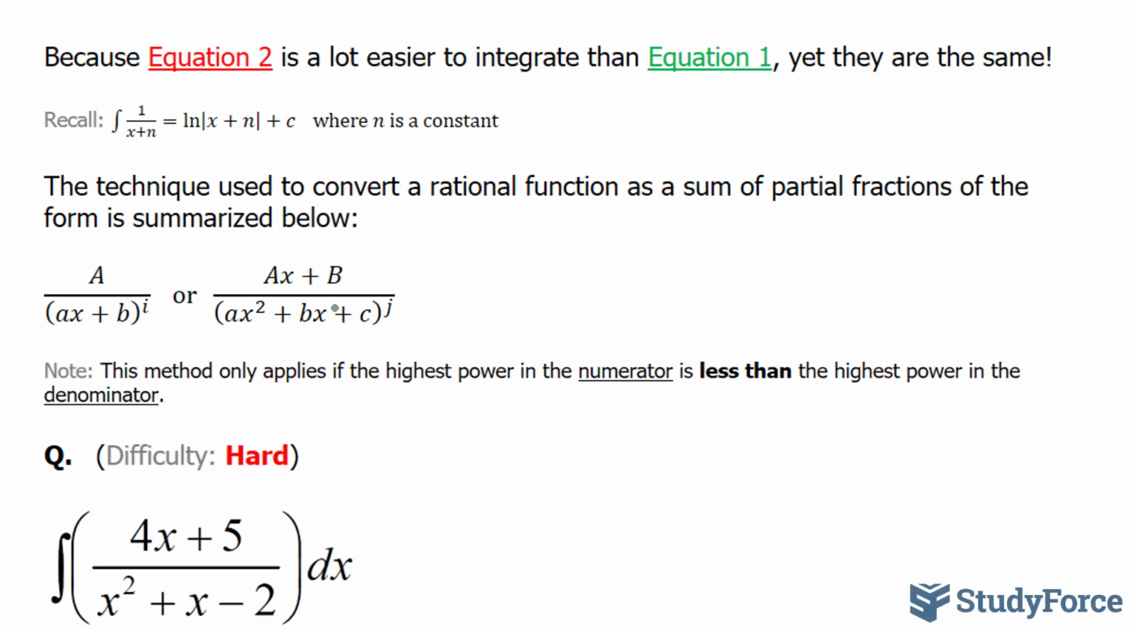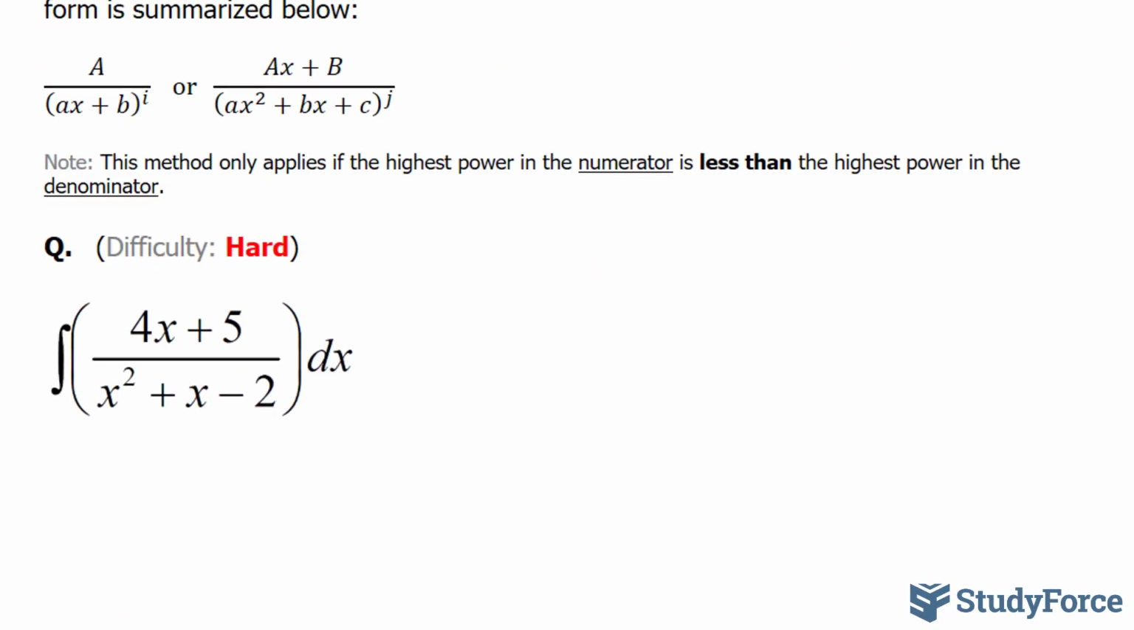This method only applies if the highest power in the numerator is less than the highest power in the denominator. So take a look at your function. Notice that the highest power in the numerator is 1 and the highest power here is 2, so this technique will work. And here's what you do. You will first factor the denominator. And this trinomial quadratic is totally factorable.